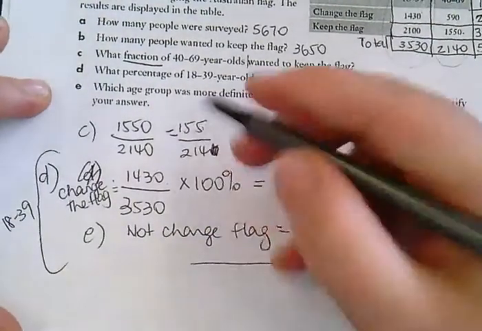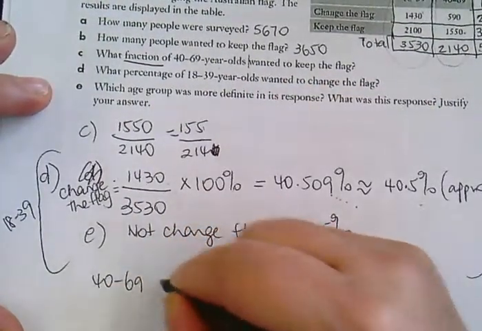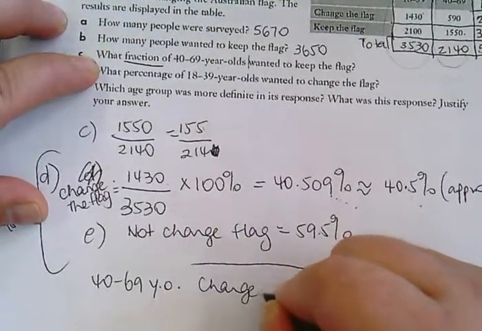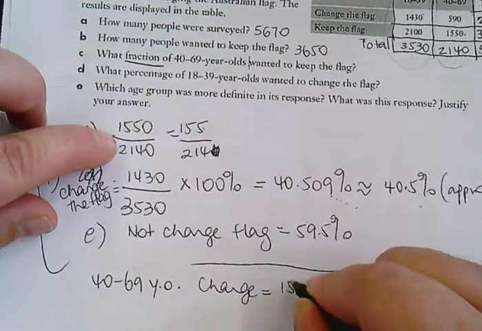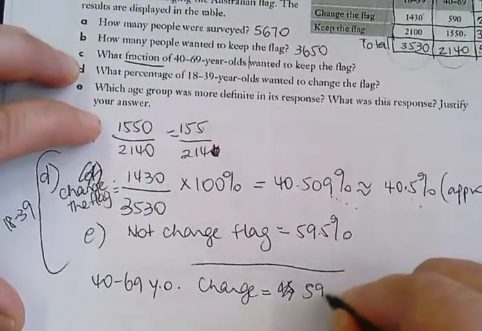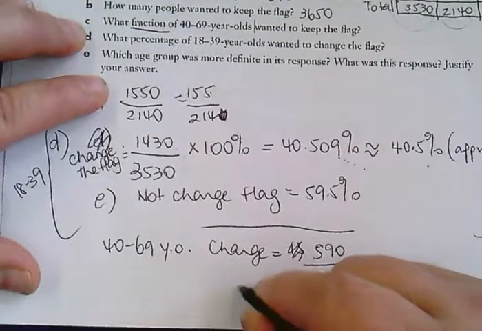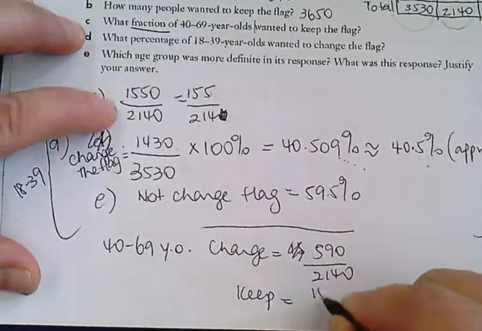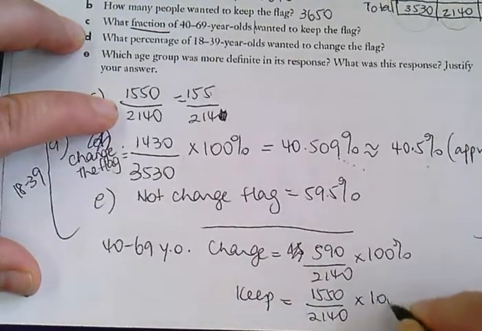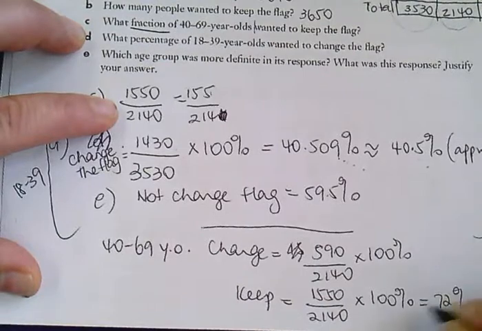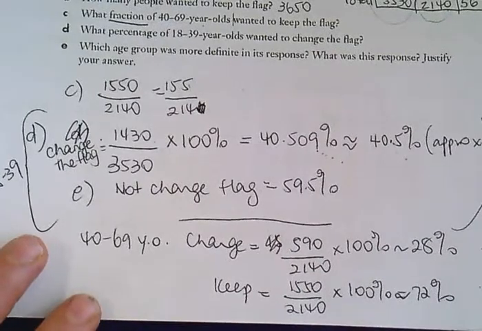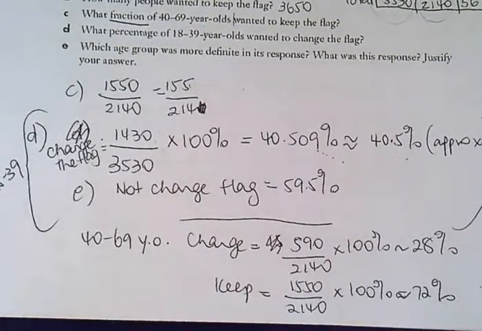Roughly. Let's look at the 40 to 69-year-olds. What have we got? Change the flag was 590 over 1140, and keep the flag was 1550 over 2140. Give us a percentage. So that's more definite. That's approximately 72, and this is approximately 28. So now, which one was more definite? The 40 to 69-year-olds.